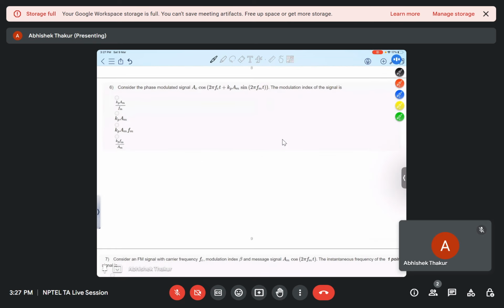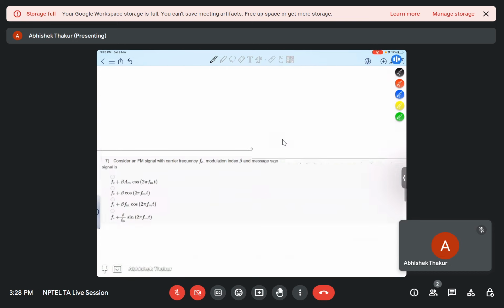So moving to question number 6. Consider the phase modulated signal Ac cos 2 pi fc t plus kp Am sine 2 pi fm t. The modulation index of the signal is. So phase modulation signal is given as Ac cos of 2 pi fc t plus kp Am sine of 2 pi fm t. So what is the modulation index? So modulation index mu is here. This is our modulation index. So mu is equal to kp Am. So the correct answer for this question is option number B, that is the kp Am.